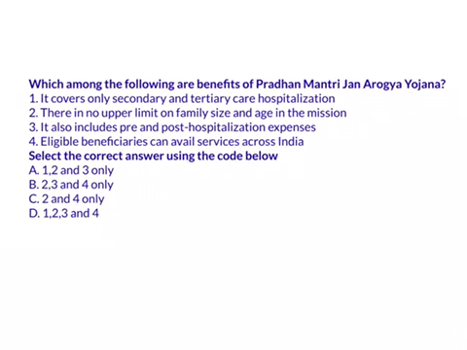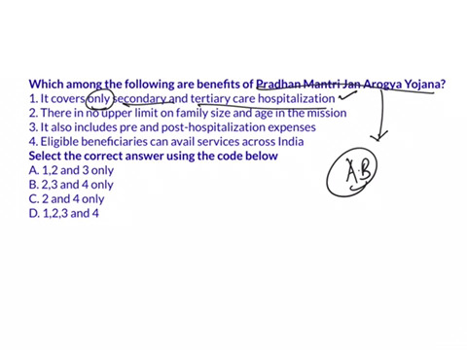The next question is, which among the following are benefits of Pradhan Mantri Jan Arogya Yojana? This is one of the components of Ayushman Bharat scheme. Now if we see these options, it covers only secondary and tertiary care hospitalization. This is correct because primary was being taken care by health and wellness centers, which is the first component of this Ayushman Bharat scheme. There is no upper limit on the family size and age in the mission.